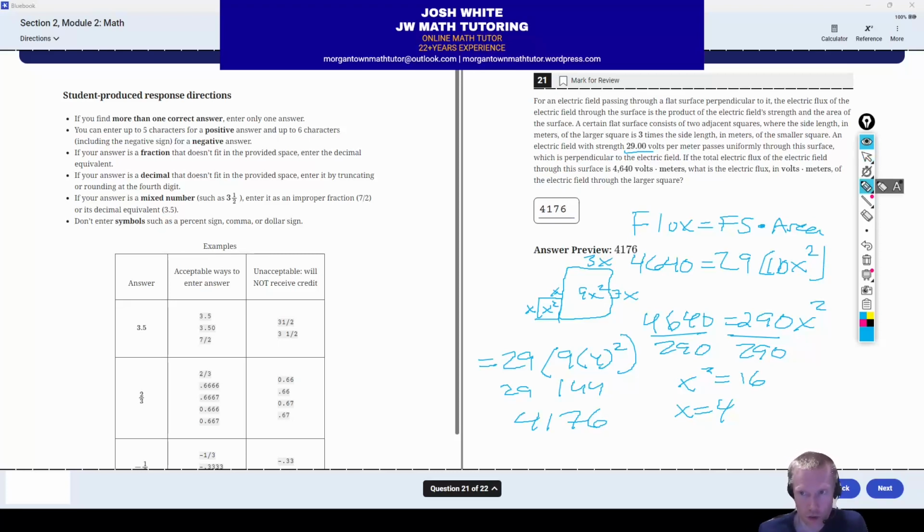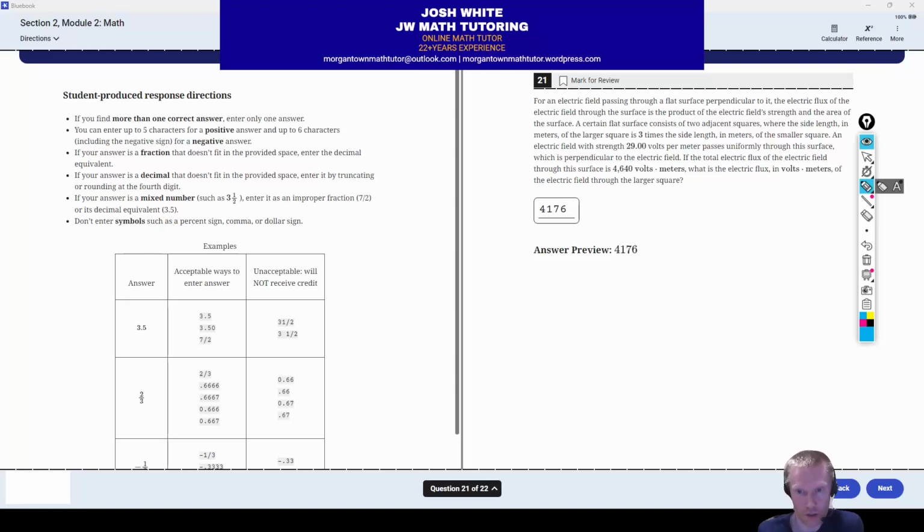Now, here is the shortcut way, the way that you could figure out this problem basically entirely in one step. Let me just clear the screen here. We know that the total flux for both things together, remember the areas were x squared and 9x squared, x, 3x, 3x, is 4640. And we know that it's equal to field strength times the area. So what you notice is the total area is 10x squared. However, the area of the large square right here is 9x squared.